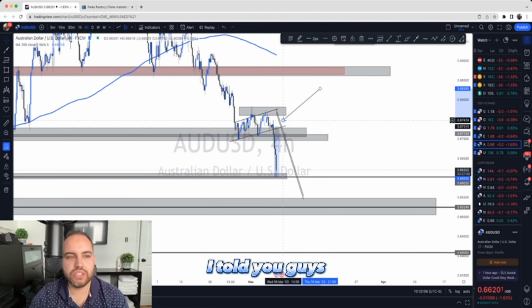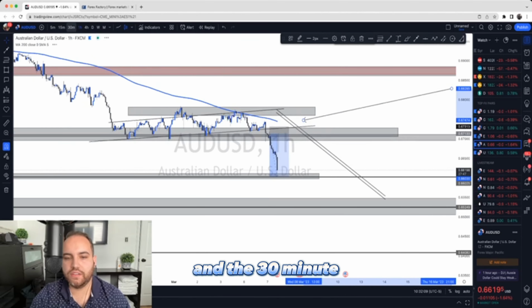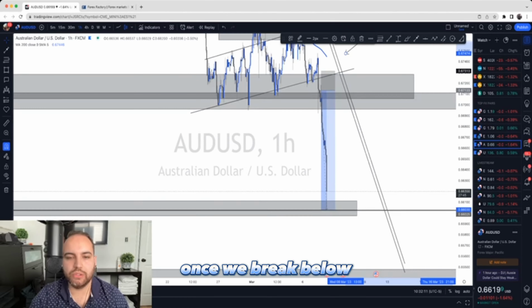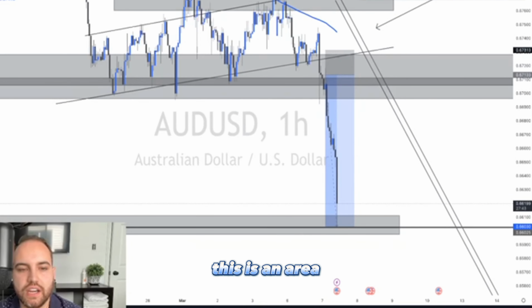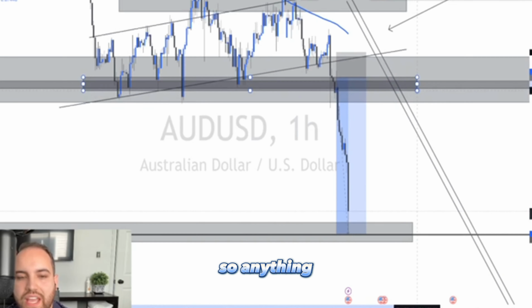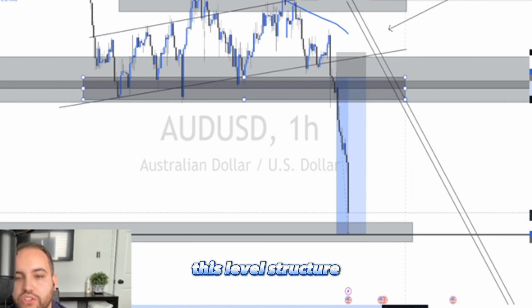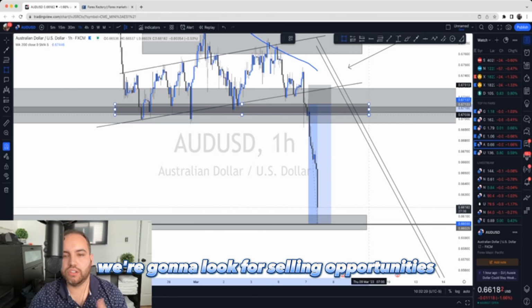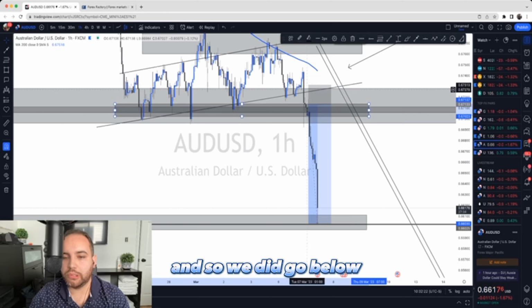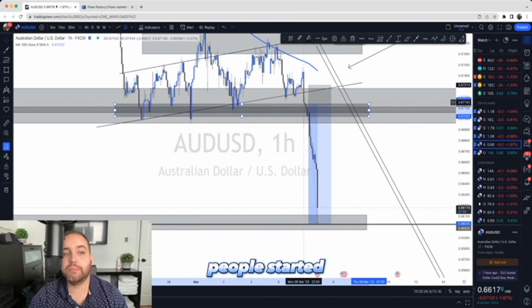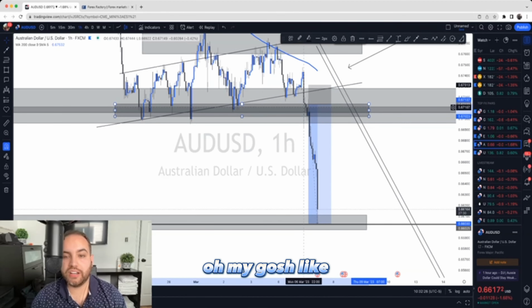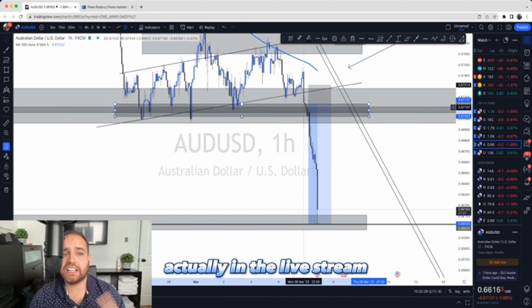And this is when I told you guys, I narrowed it down to the 1 hour and the 30-minute. And I said, guys, once we break below this level structure, this is an area that I'm looking at for sells. So anything selling below this level structure and closing below, we're going to look for selling opportunities. And so we did go below, and I started seeing it pull back. People started freaking out because they're like, oh my gosh, what's going to happen, right? We did this actually in the live stream yesterday.